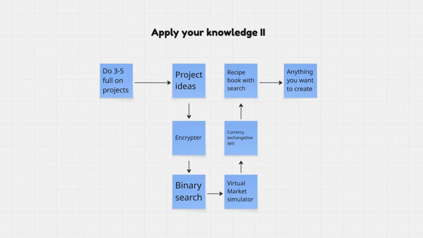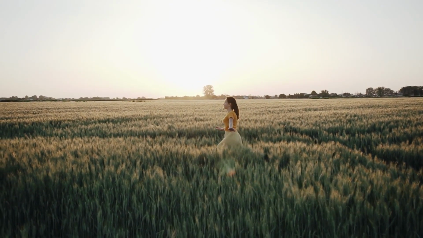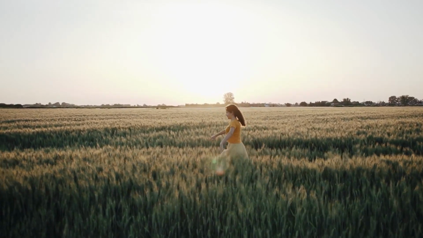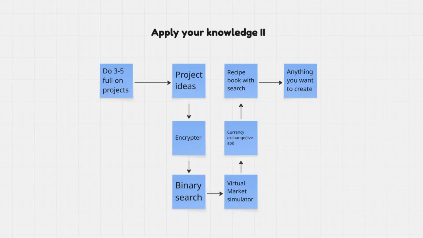And then another one, which will really just apply your dictionary knowledge, a recipe book with search, so you can have different keys in your dict and have the recipe linked to that key, which will make it easy to search. And then after that, anything you really want to make, anything you think will be fun, you can make it. Moving on.